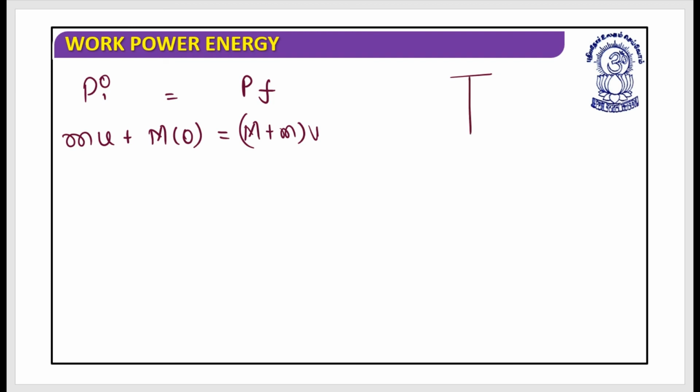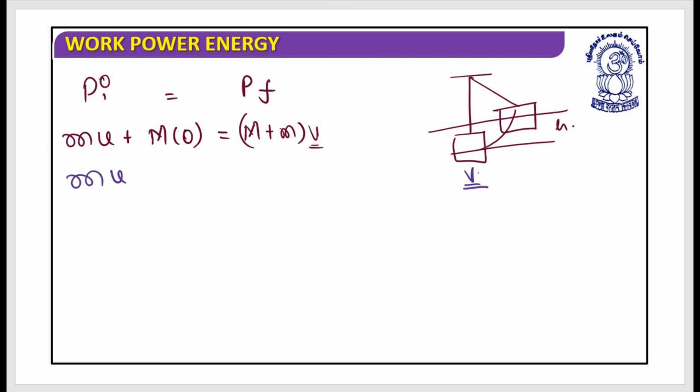Initially the situation was it was here and it has moved up to this. This is the height that I'm looking for. I hope this is clear. So here, due to hitting, it gets the velocity v. So m into u equals (m plus m) into v, and this v could be written as m into u divided by m plus m. I hope this is clear.